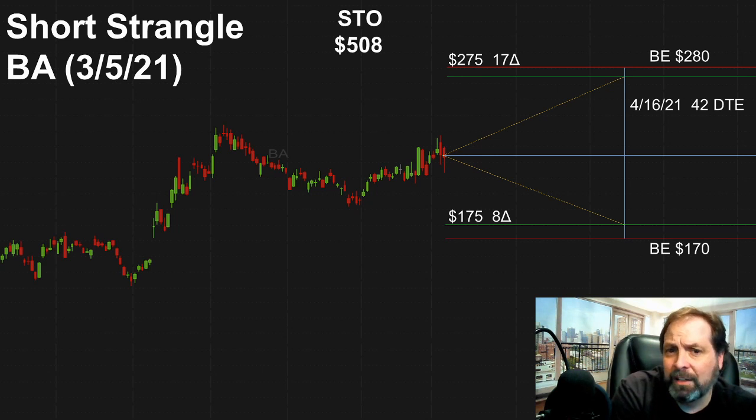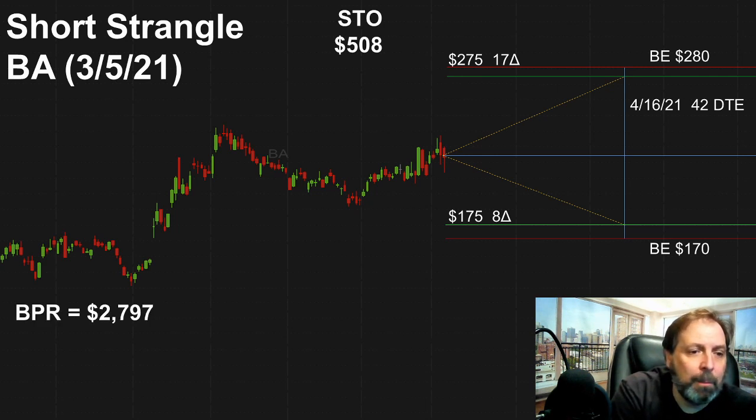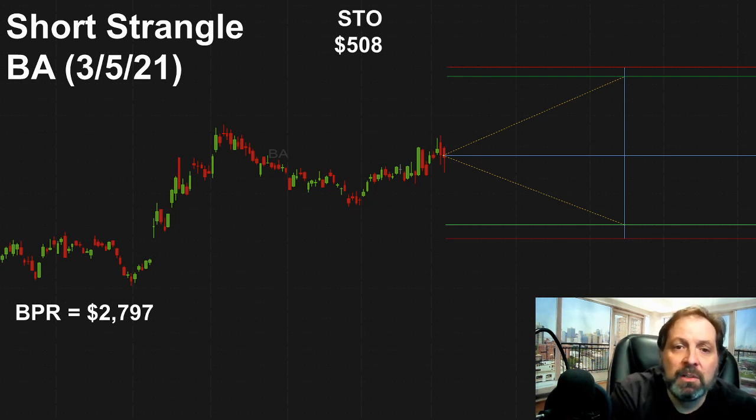That's over a $100 range. I needed Boeing to stay within this $100 price range for 42 days so that I could make maximum profit potential. Okay, so let's take a look at our buying power reserve, or buying power reduction, was basically $2,800. That means that my broker made me set aside $2,800 for this trade. So whatever profit I make on this trade, I can compare it to my $2,800 to figure out my return on capital. So let's take a look and see what actually happened.